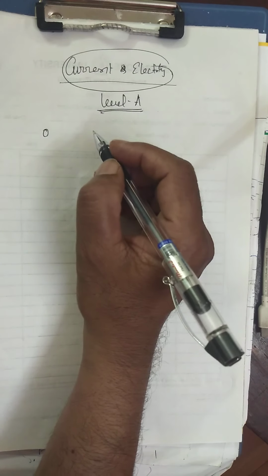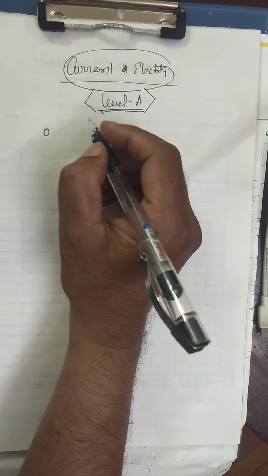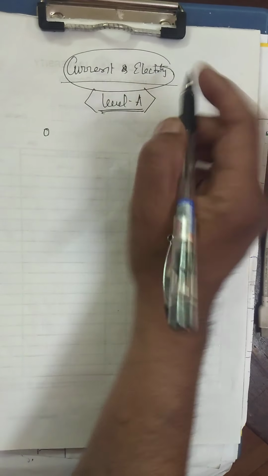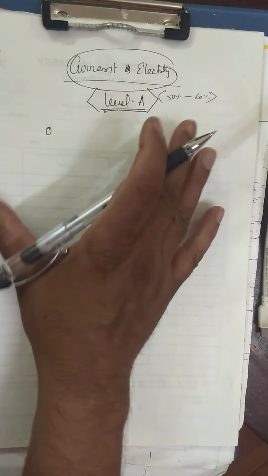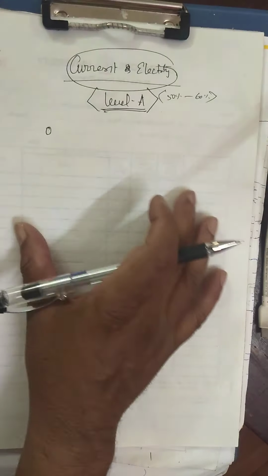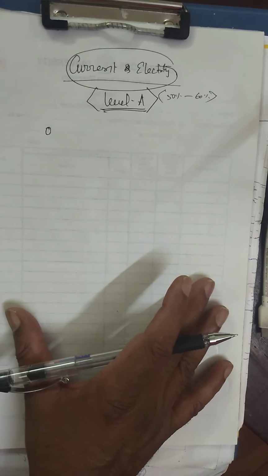Today I am going to deal with current electricity. This is the level A. Those who are doing level A will be getting around 50% to 60% marks. This is purely exam point, and it will not have high technical knowledge. It will help you to study, and we'll be giving only the outline, like a skeletal structure.